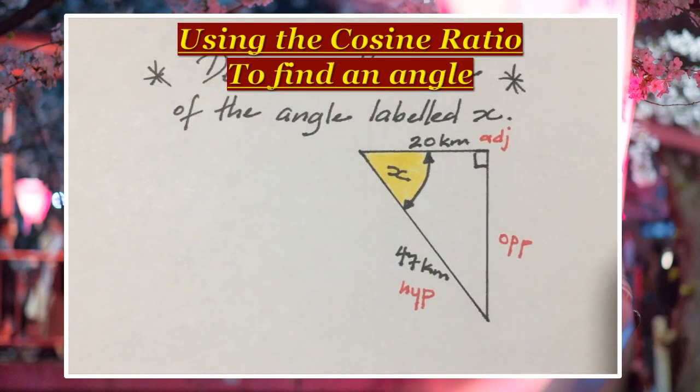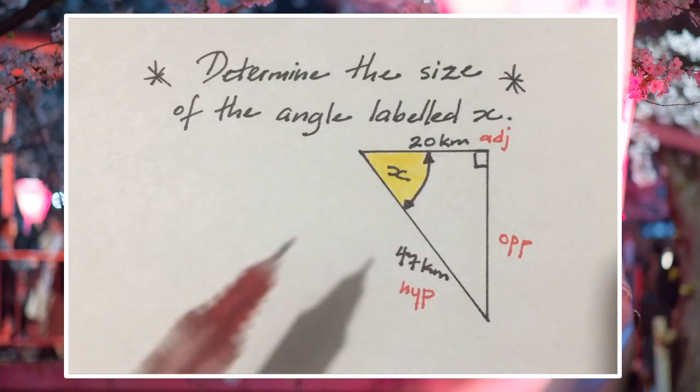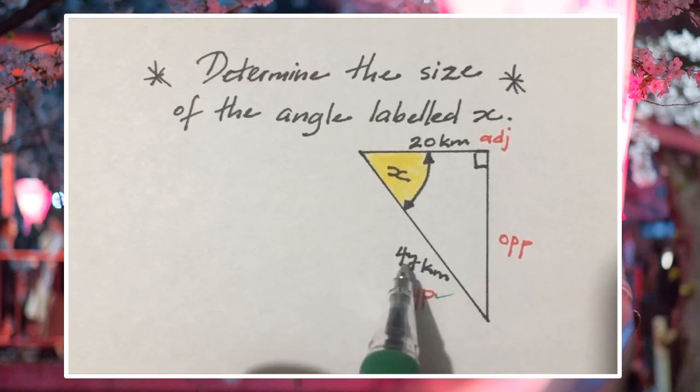So now we're being asked to determine the size of the angle labeled x. And x is right there. And notice that I would have gone in and labeled the opposite, the adjacent, and the hypotenuse already. So watch it. We're trying to find this angle, right? And we have the hypotenuse. There's a measurement for it.